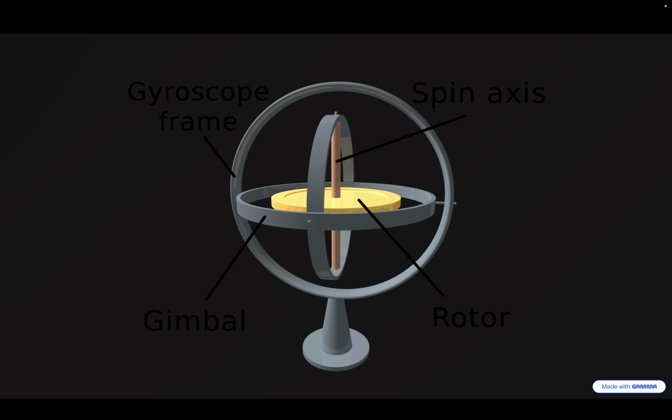And if you see, this is one of the gyroscopic sensors, a mechanical gyroscopic sensor. So we can see here the rotor, gimbal and gyroscopic frame. If there is any change in the axis, then there will be a change in the position of the gyroscopic frame and gimbal. And using that, we can determine whether we have any change in the position of the antenna of the satellite or not.